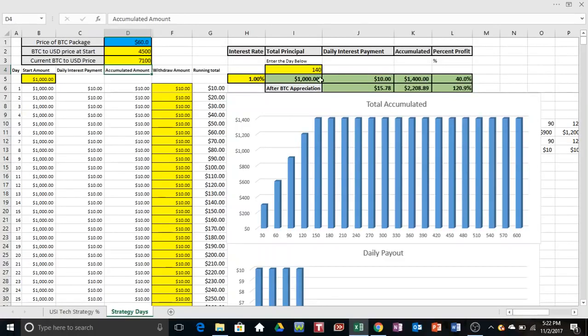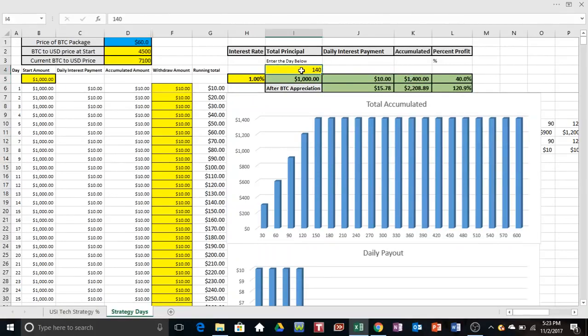So over here, you see here's your daily interest payment, but here's your accumulated amount. Now I have this in dollars, but when you use USI Tech, they actually pay you out in Bitcoin. So you initially invest with US dollars, 60 US dollars or euros, 50 euros, but then they pay you out in Bitcoin, and all your payouts are in Bitcoin. So as the price of Bitcoin goes up, so do your profits. And so here's what that means.